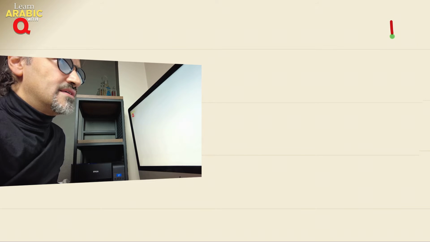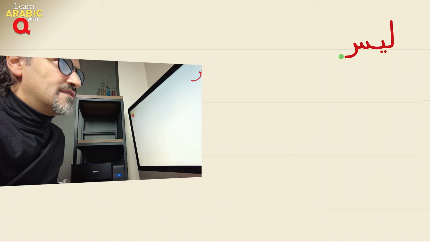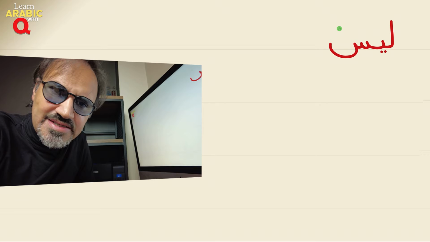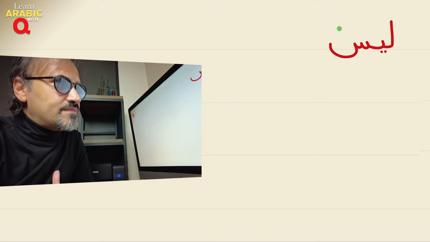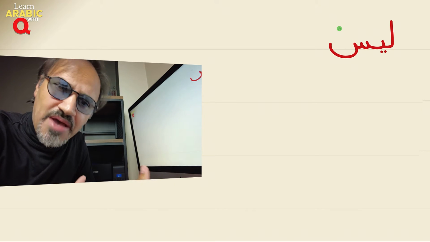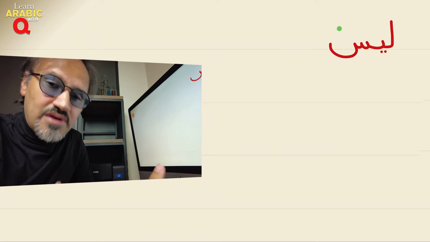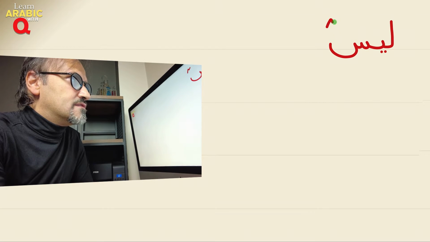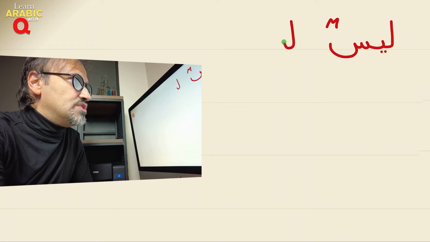لا ي س. This is a tool to negate. So it's ليس. But of course, in Arabic we have, remember, the masculine and the feminine. So we have ليس and we have ليست. This is for the masculine, and this is for the feminine. ليست. She's not.